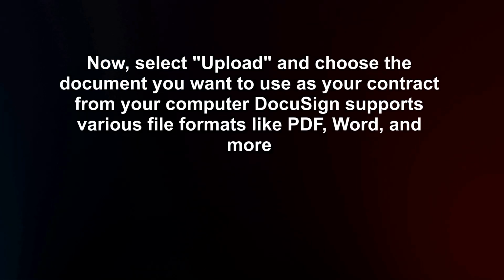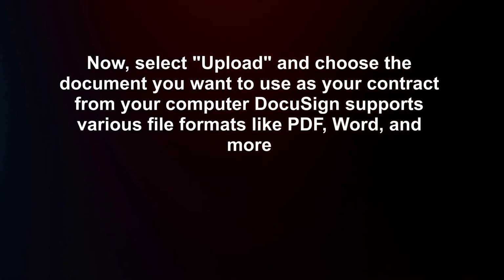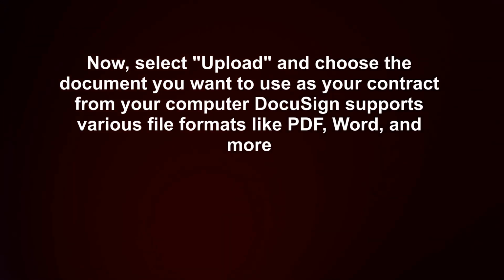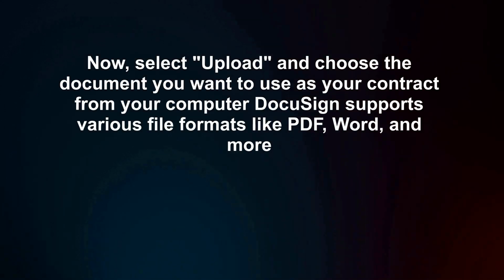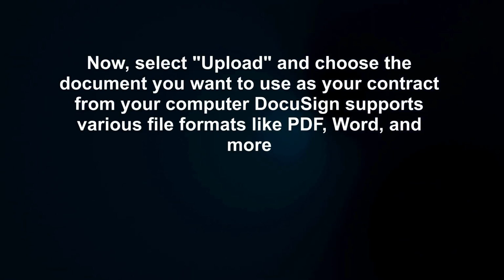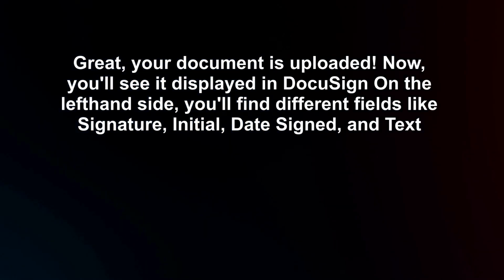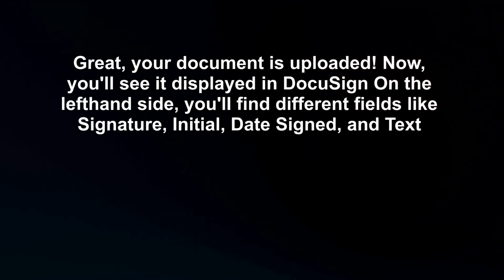Now, select Upload and choose the document you want to use as your contract from your computer. Docusign supports various file formats like PDF, Word, and more. Great, your document is uploaded. Now, you'll see it displayed in Docusign.